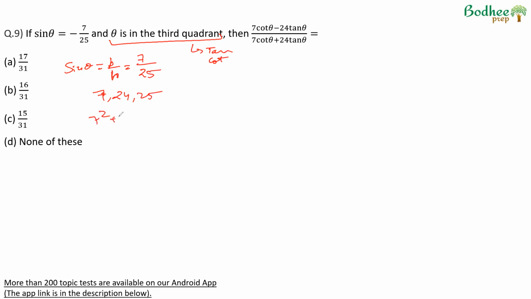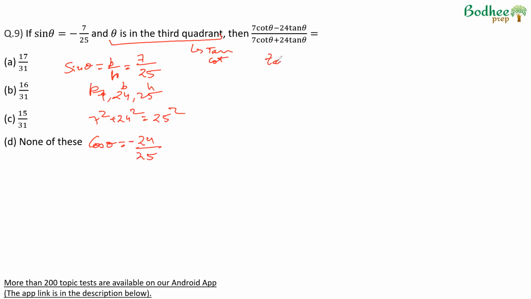7 square plus 24 square is equal to 25 square. 24 square is 576 plus 49 is 625. And therefore from here we can say cos theta will be base. If this is the perpendicular, this is the hypotenuse, this has to be the base. Cos theta will be base upon hypotenuse, so 24 upon 25. Third quadrant, so cos theta is also negative.